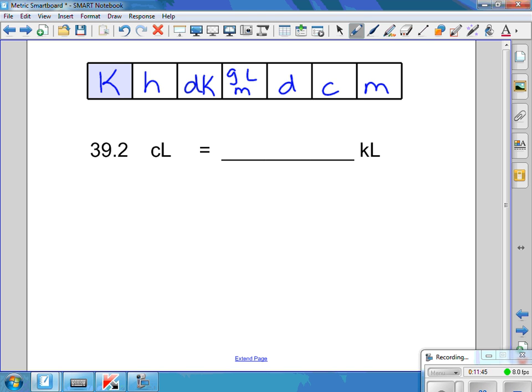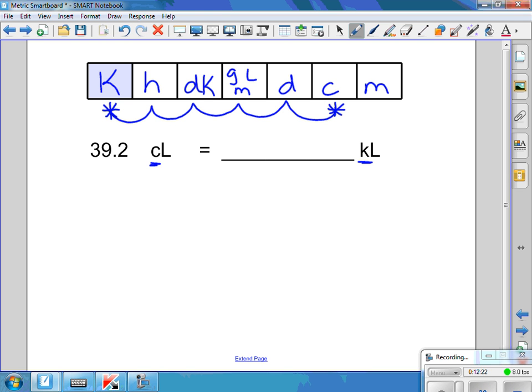Okay, now let's look at your starting point and your ending point. We're starting with a centi, and we're ending with a kilo. Now we have to count hops and determine direction. So we're going to start with the C, hop once to the D, twice, 3, 4, 5. So it took us 5 hops in the left direction.